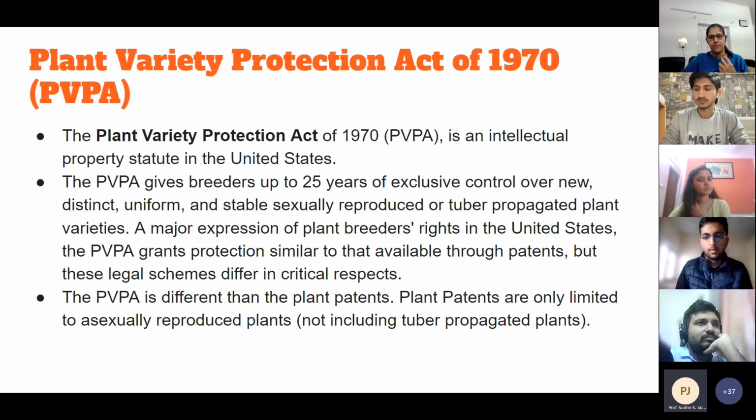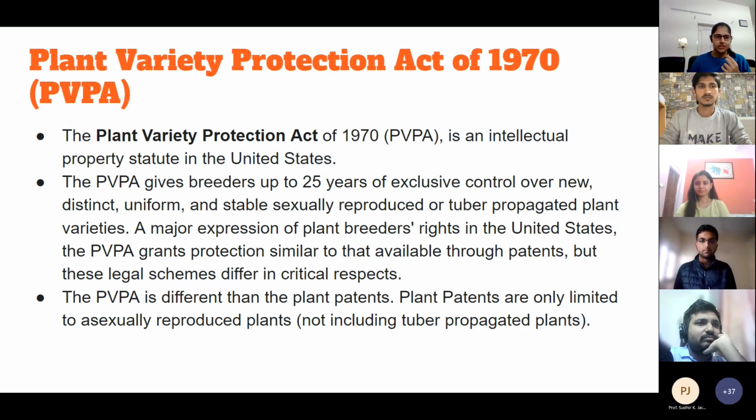The PVPA, that is the Plant Variety Protection Act of 1970. The PVPA gives breeders up to 25 years of exclusive control over the new, distinct, uniform, and stable sexually reproduced or tuber propagated plant varieties. A major expression of plant breeders' rights in the United States, the PVPA grants protection similar to that available through patents, but these legal schemes differ in critical aspects.